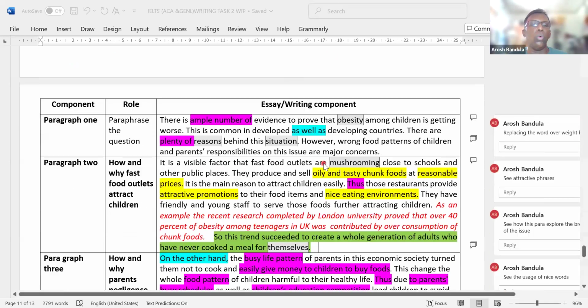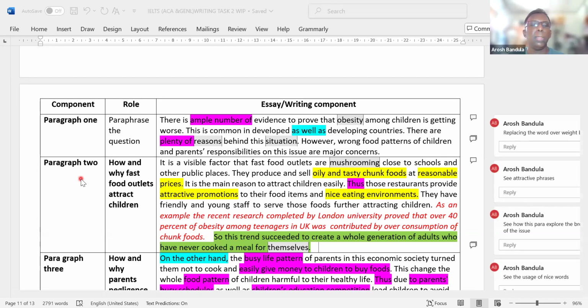Right. Now, look at our second paragraph. The second paragraph is our controlling idea 1. We have to tell here very clearly how and why fast food outlets attract children and promote them to eat more fast foods. And again, you have to tell why these fast foods contribute to obesity.